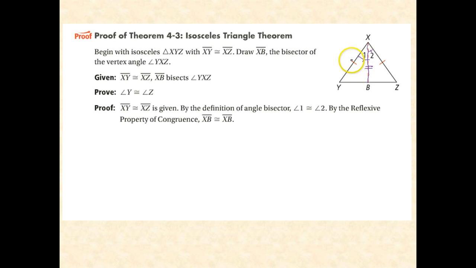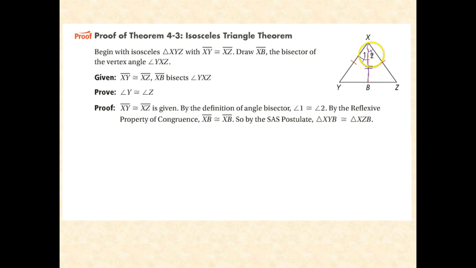So now I've got a side and an angle and then a side congruent to a side, an angle, and then a side. So that gives me side angle side congruence. By the side angle side postulate, triangle XYB is congruent to triangle XZB.